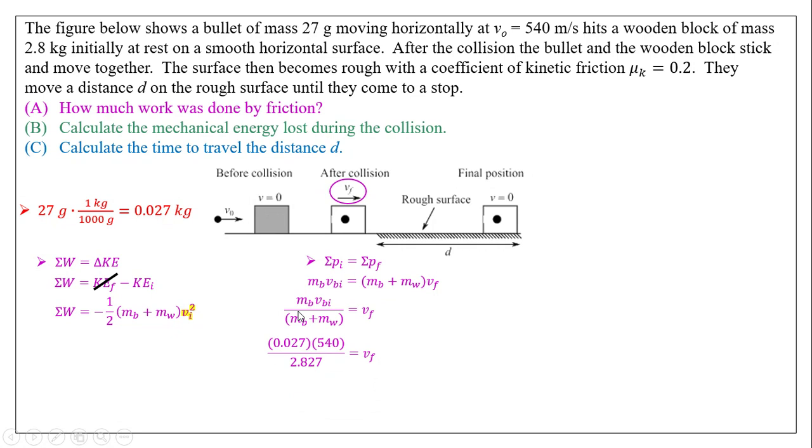So I'm just going to do a little plug and chug here. Mass of bullet is 0.027. Once again, I'm using 0.027 because I converted that to kilograms.